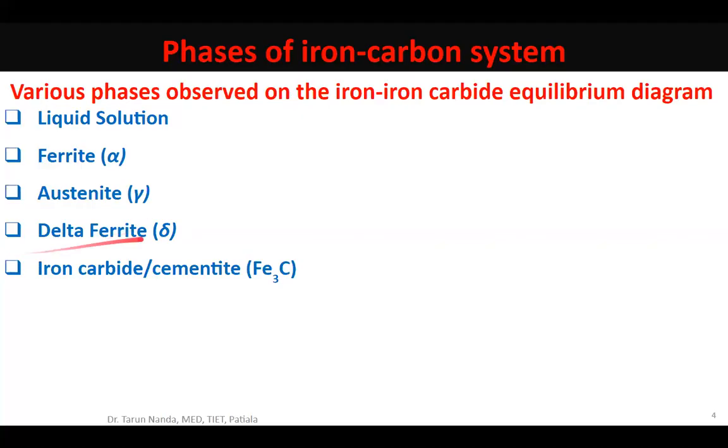We come to the next phase. This is called delta ferrite. Delta ferrite is one of the least important phases of the iron carbon system. Why least important? Because this phase gets formed in the temperature band of about 1400 degrees centigrade plus.